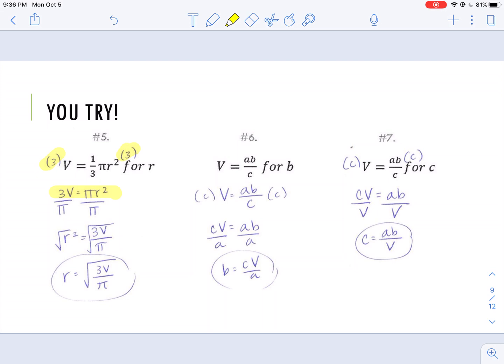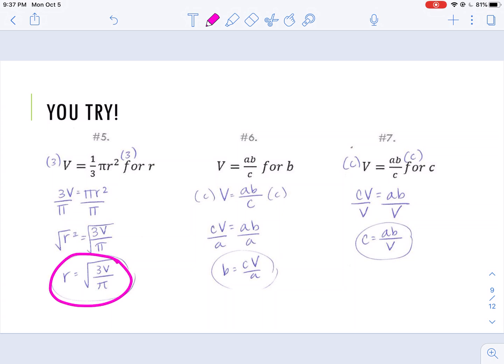From there, to isolate r, I want to get rid of my coefficient of pi. Remember, pi looks like a variable. We can almost treat it like a variable. Pi actually has a value, so it's a coefficient here. So I divide both sides by pi. I'm left with r squared is equal to 3v over pi. And in order to solve that, the inverse of squaring a number is the square root. So my final answer should be r is equal to the square root of 3v all over pi.